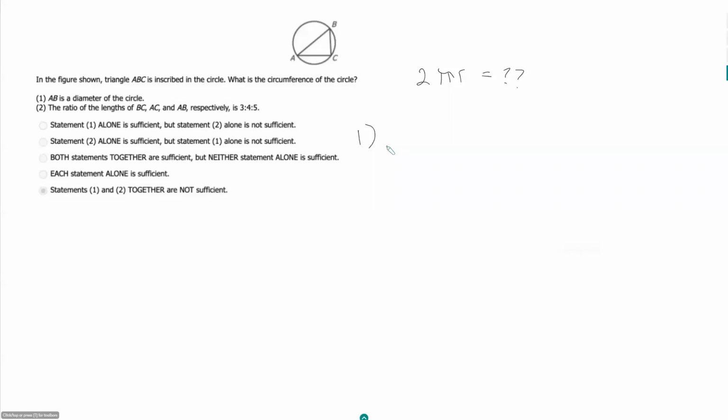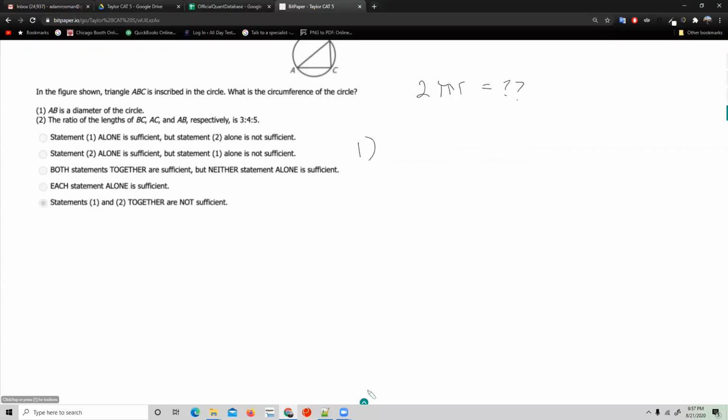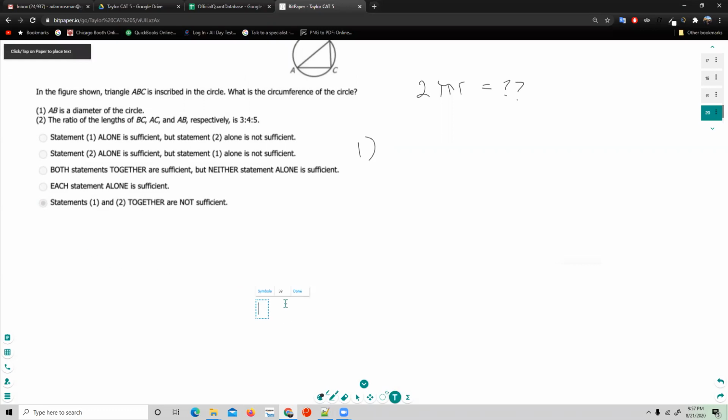Statement 1: AB is a diameter of the circle. I was sort of expecting something like this because there is a rule. And rather than write it out, I will type it out. This rule says, I'll write it first and then we can talk about it.